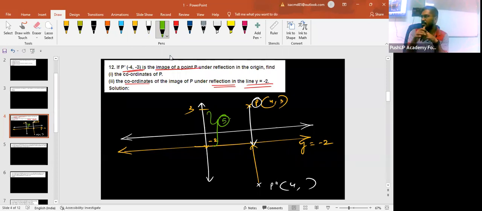3 to the origin, 3 units. Origin to -2, 2 more units. So total 3 plus 2, 5 units. Now, children, from this point to -2, you have to go down by 5 more units. So I think you will reach -7, isn't it? Because the distance from -2 to -7 is what? 5 units. So you got the y coordinate, which is -7. So 4, -7 is the right answer. All right. So sorry, children, I got confused after reading that question. All right. Let's move on to the next question.